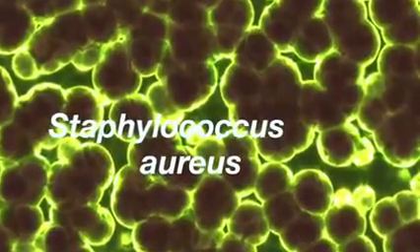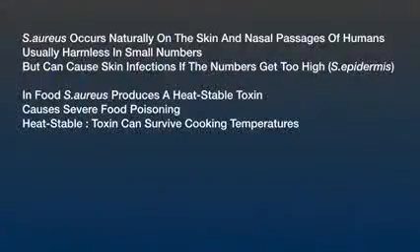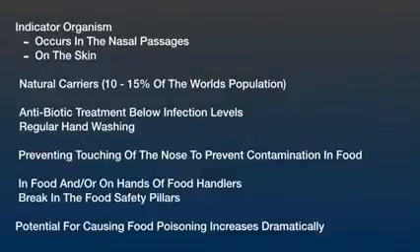So let's take a look at the bacteria Staphylococcus aureus. S. aureus is a bacteria that occurs naturally on the skin and nasal passages of humans. Usually this bacteria is harmless in small numbers, but can cause skin infections if numbers get too high. This bacteria is known as Staphylococcus epidermis. In food, however, Staphylococcus aureus is particularly concerning because it produces a heat-stable toxin which can cause severe food poisoning. Heat-stable meaning that the toxin can survive cooking temperatures. I'm sure you can already see why S. aureus can be an indicator organism.